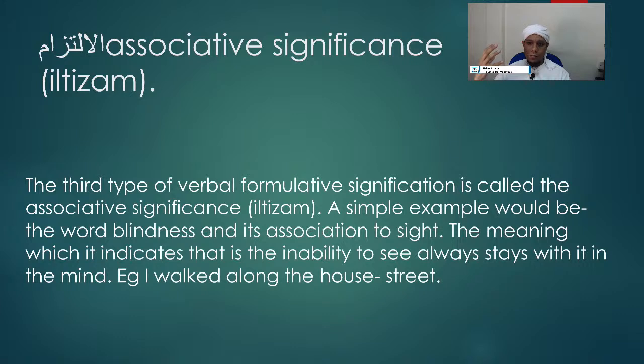So this is something that is constantly struck into our mind, that we can deduce from this relationship of the meaning. So if I say I walk along the house, it means I walk along the street that leads to the house. So it is something that we can deduce from the certain meanings of certain words. So this is called dalala iltizam, associative significance.